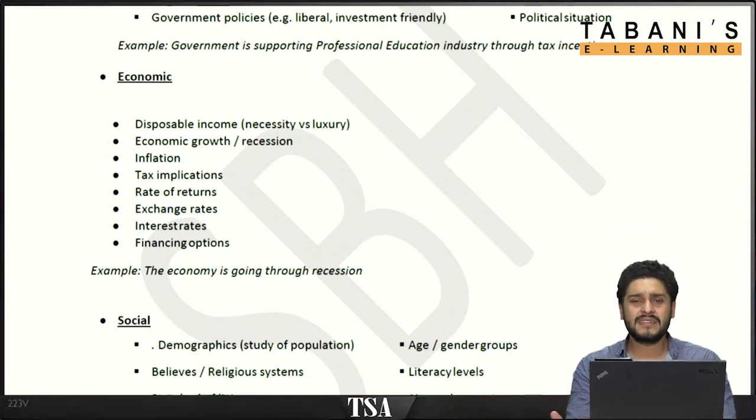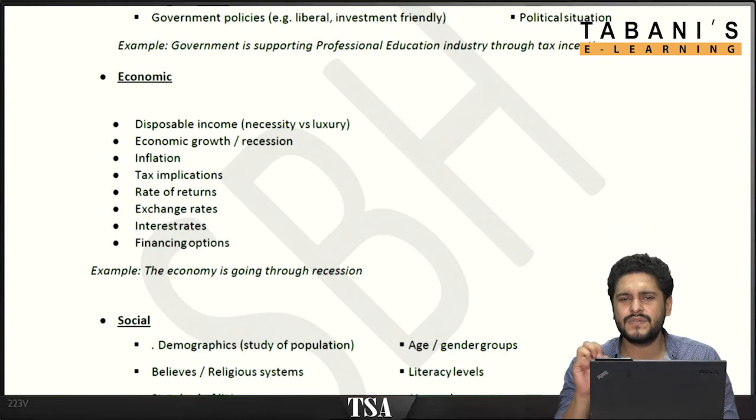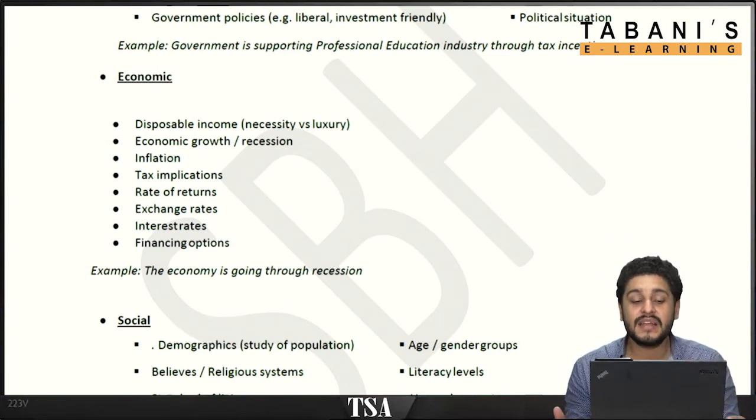So what are the tax implications? Is the government a bit reluctant about collection of tax, or is the government very strict in collecting tax? Is the government inclined more towards collection of sales tax, or more towards the collection of income tax? That will also relate to the similar scenario.